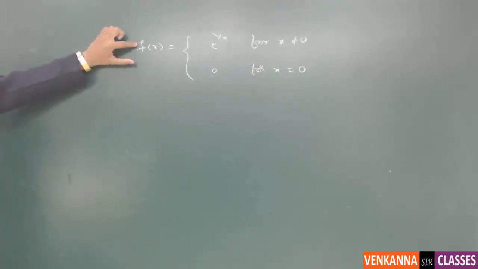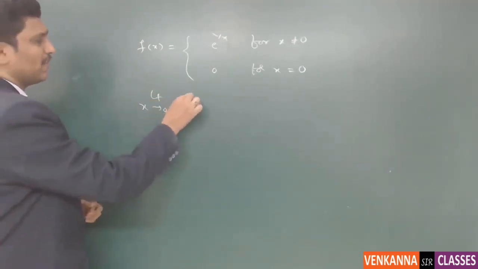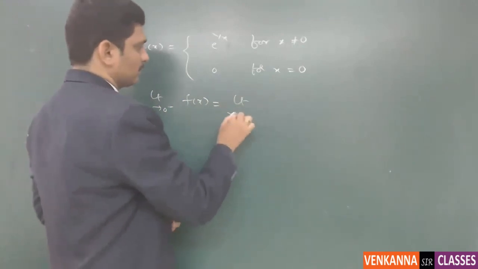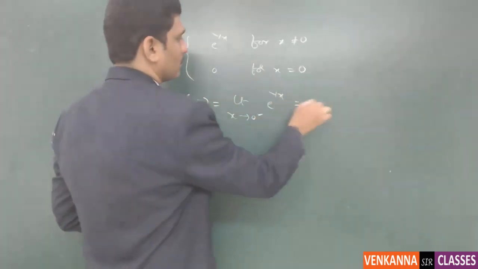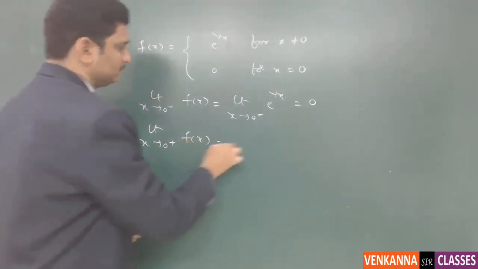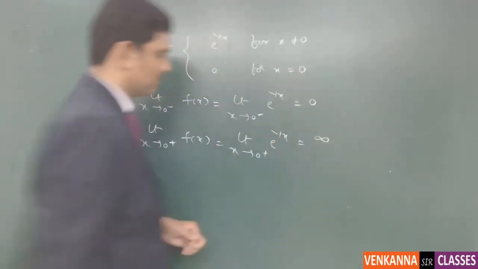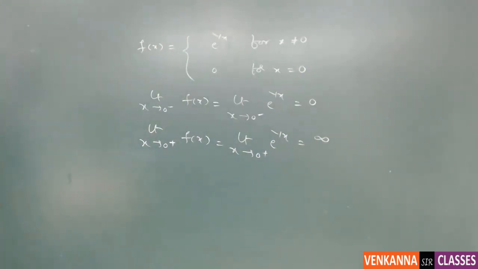Right. So if you take this example, e power 1 by x, you calculate limit x tends to 0 minus f of x. And you calculate limit x tends to 0 plus f of x. Now you can see that one limit is finite, another limit has become undefined. So this is the example for discontinuity of second kind.